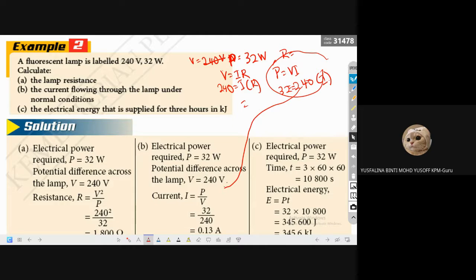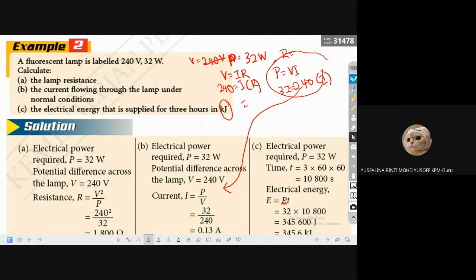And you can put this one as the answer. Okay, and the electrical power required. So E is equal to PT, and the power we already know is 32 watt. For the time, usually they ask you to change it to kilojoule.